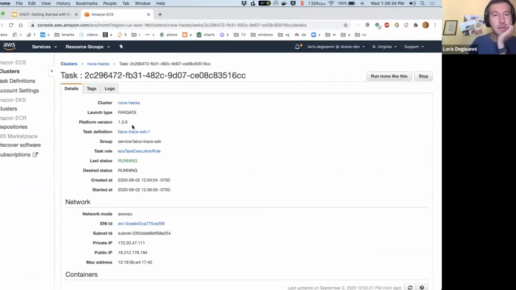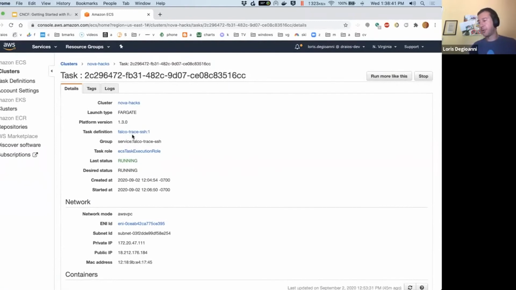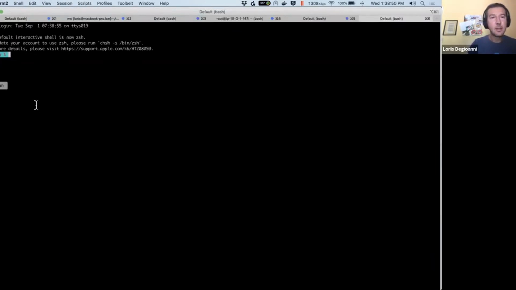Here, I have a more realistic deployment of Falco, where Falco is running on AWS, in this case, on a Fargate task. So here, I have my task, and I can take the IP address of one of the containers on my task, and I can go and log into it.